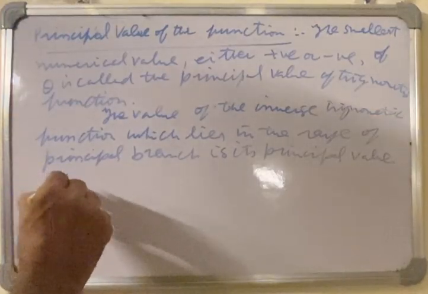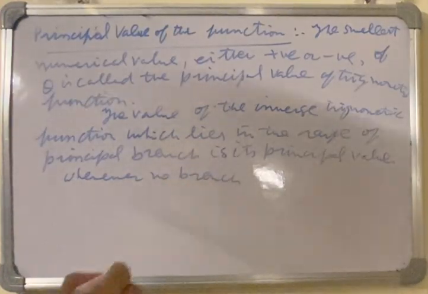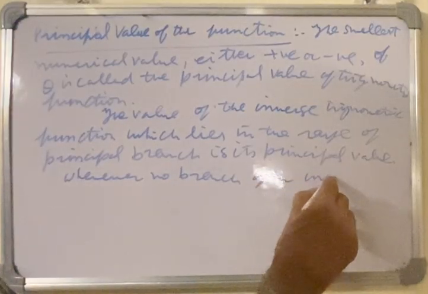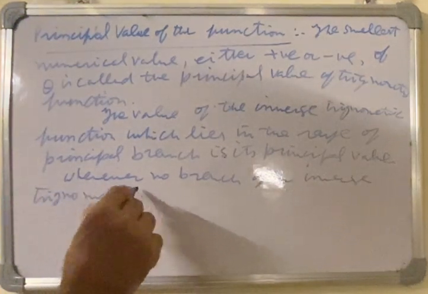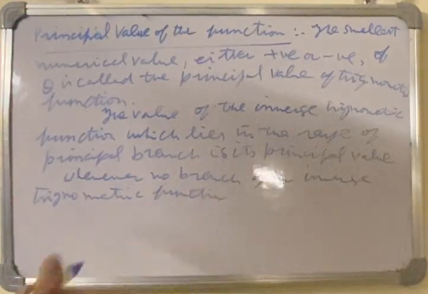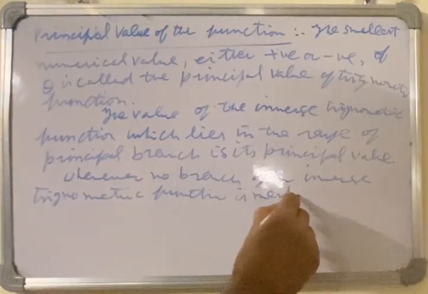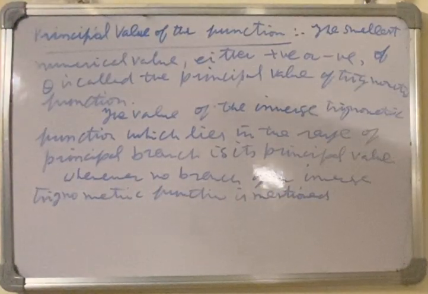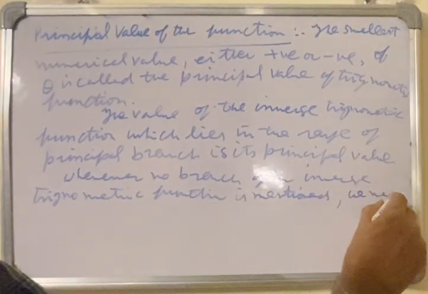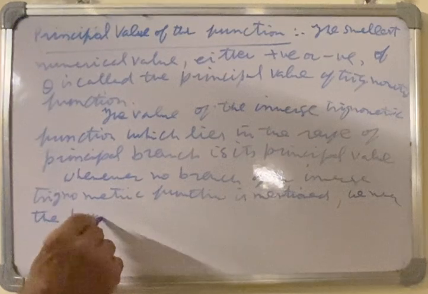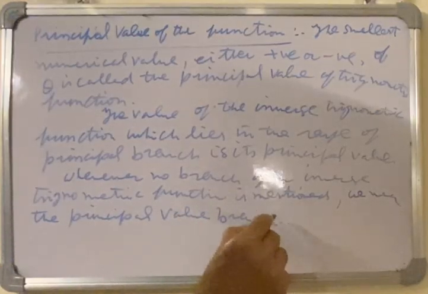Whenever no branch of an inverse trigonometric function is mentioned, we mean the principal value branch.